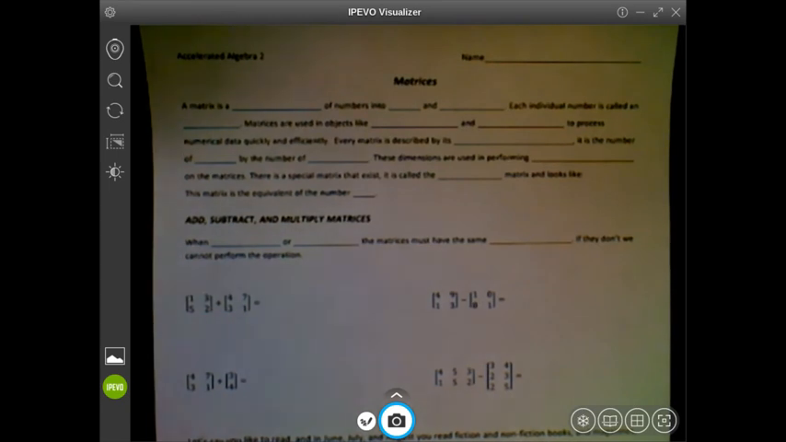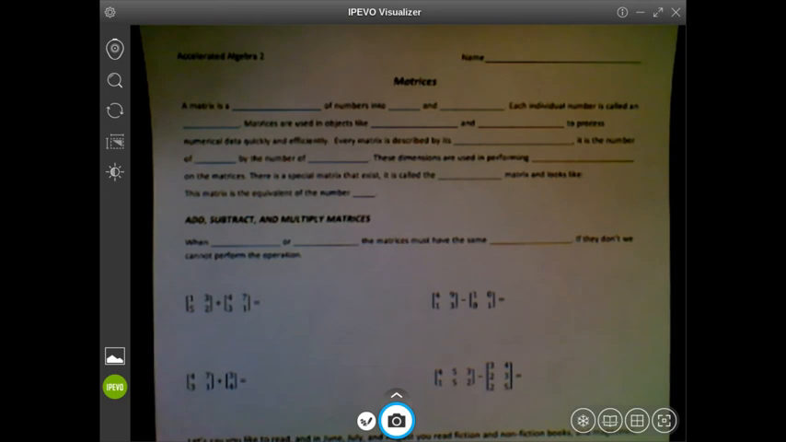So this is the intro to matrices. We're going to talk about how to add and subtract matrices, and multiply matrices today. So we'll talk about what a matrix is, and then we'll talk about how to add and subtract. Super easy. Multiply, just a little bit more difficult. And then you'll have an assignment to work on. And then when y'all come back in person, we can go over any questions that you might have.